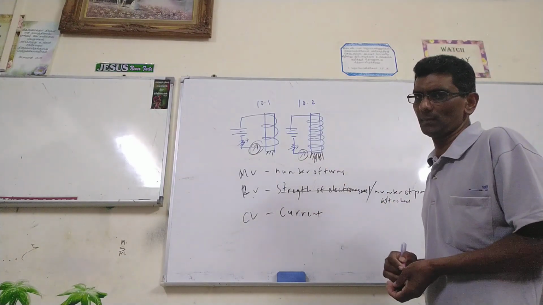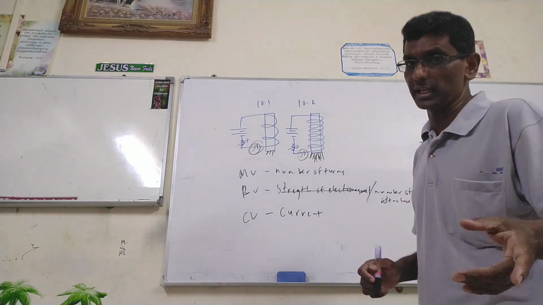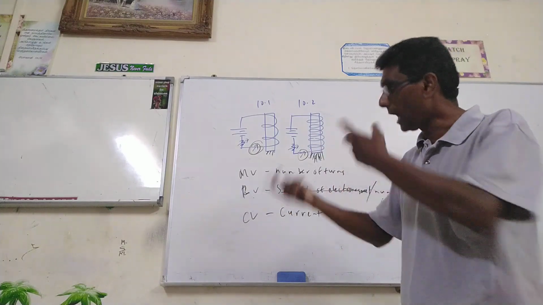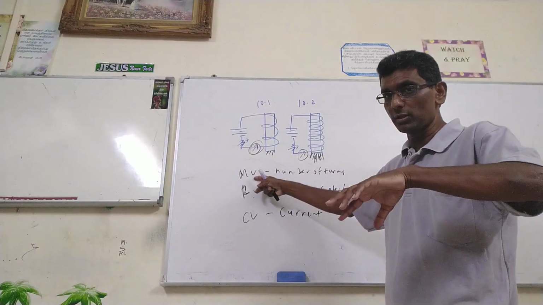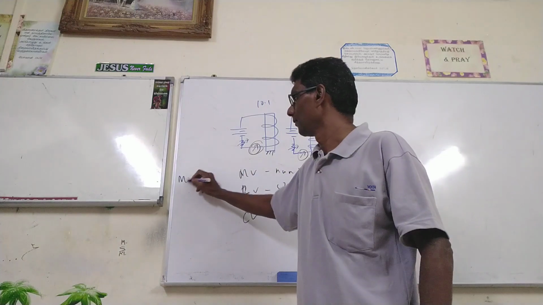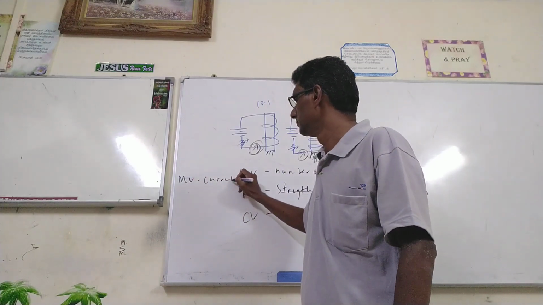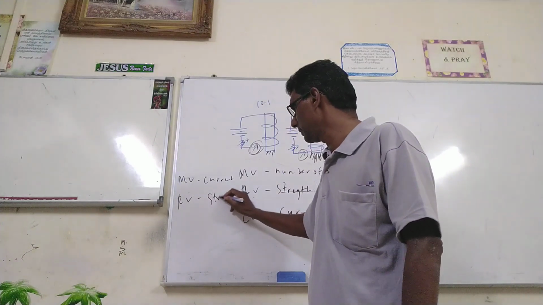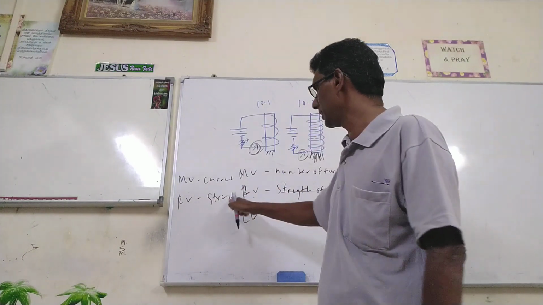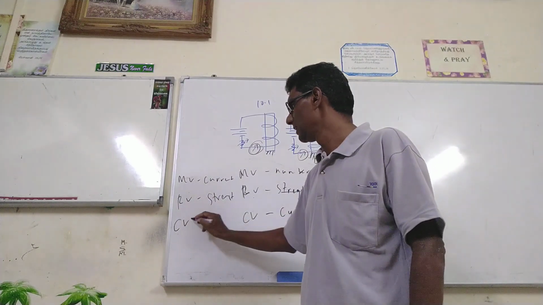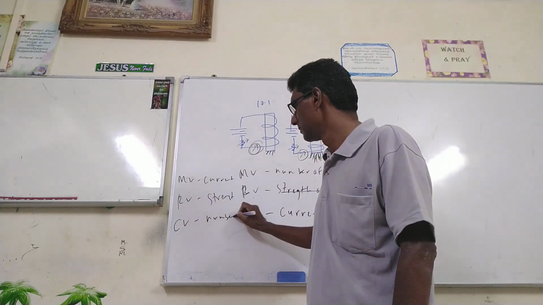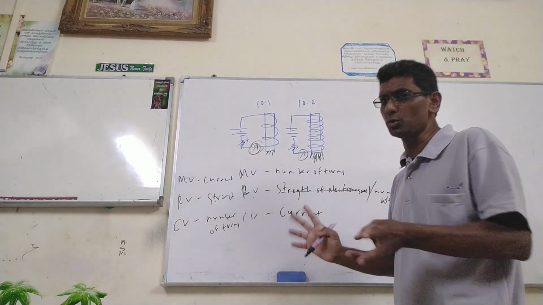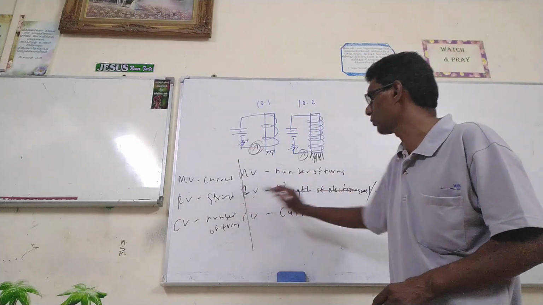CV is current, the same. That's not the question I gave you: adjust the rheostat, the number of turns is fixed. So for another type of question, the MV is current. RV is the strength of electromagnet, or number of pins attached. CV is the number of turns of the coil. So these are another two questions. This question can also come out.